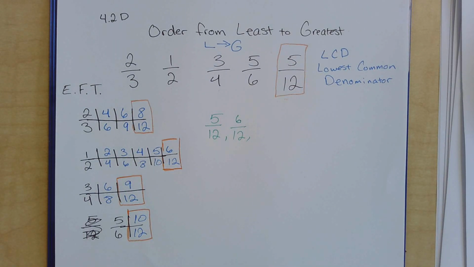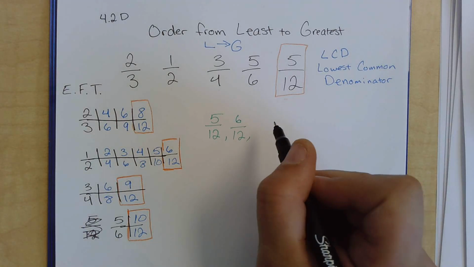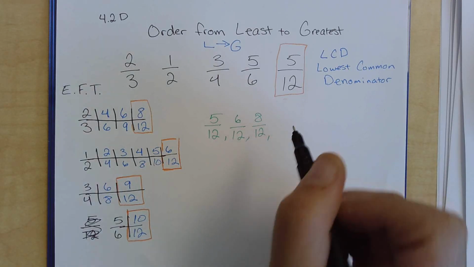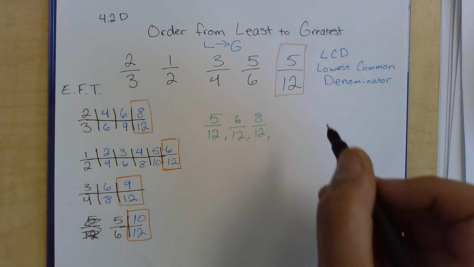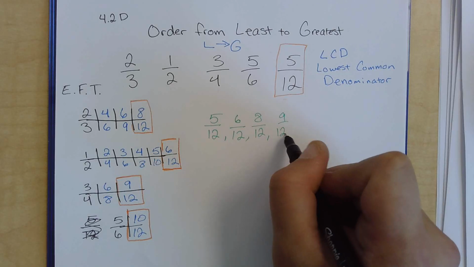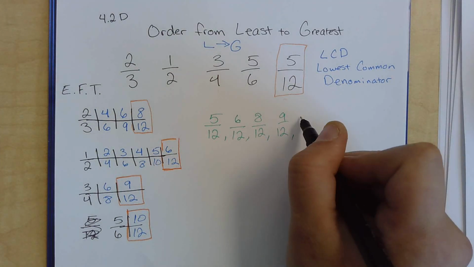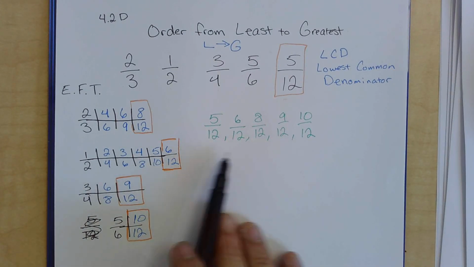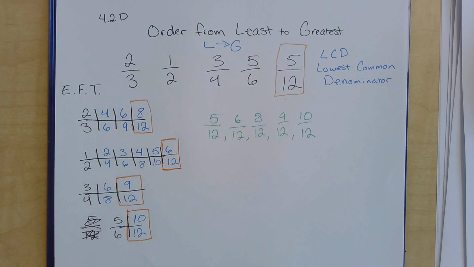After 6 would be 8/12. After that would be 9/12. And after that would be 10/12. Now, this is our equivalent fractions. They may not always do that.